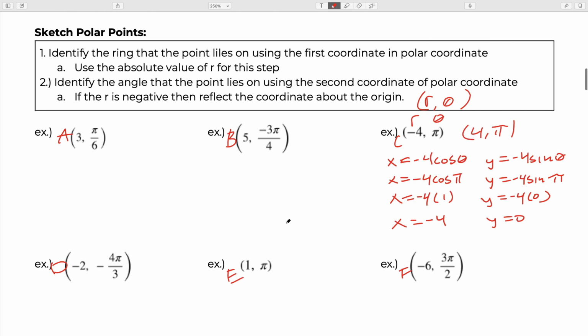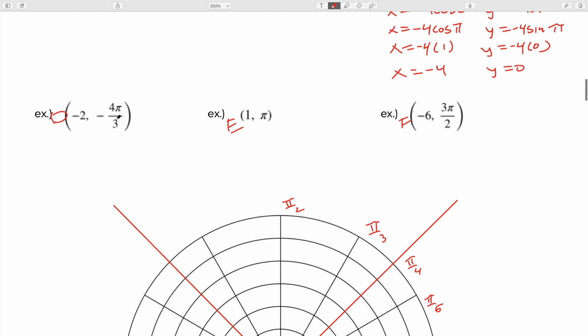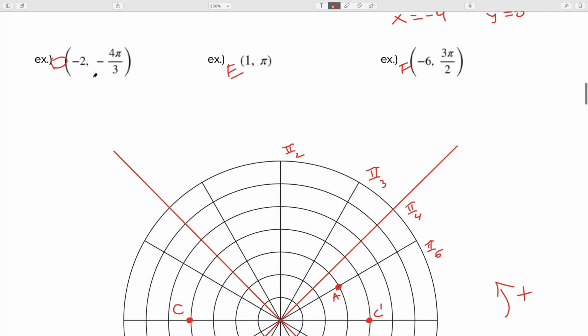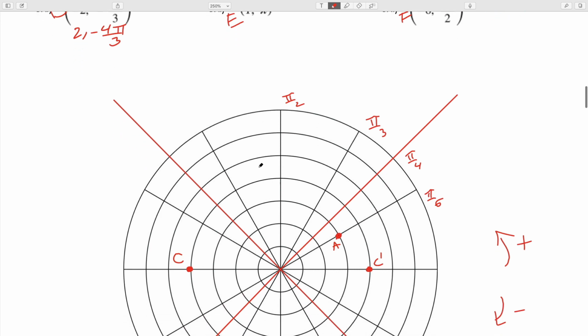Let's take a look at another example. In this case, let's plot 2, comma, negative 4 pi over 3. Now again, the negative, don't really worry about that. If you were to plot this, that would be r equals 2, and we're going to do 4 pi over 3. So these are your pi over 3: 1/3, 2/3, 3/3, and then that would be 4/3. So there is going to be my 4 pi over 3.